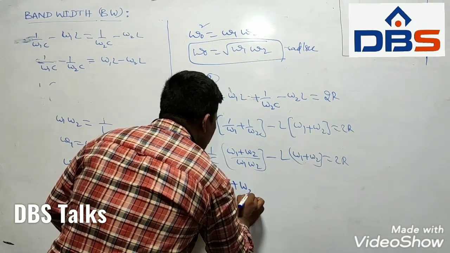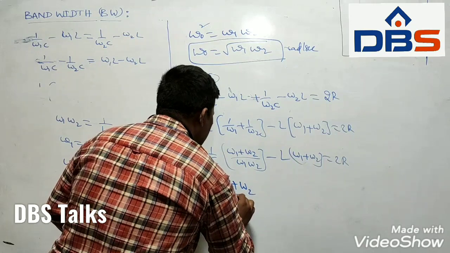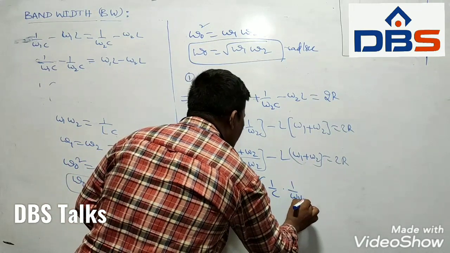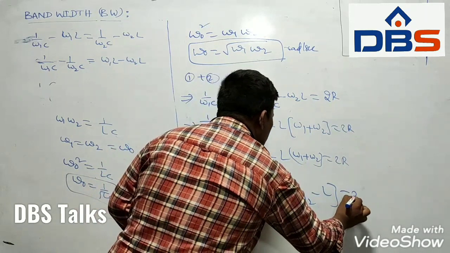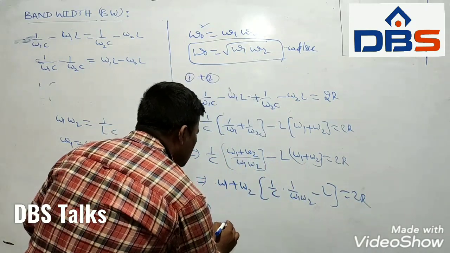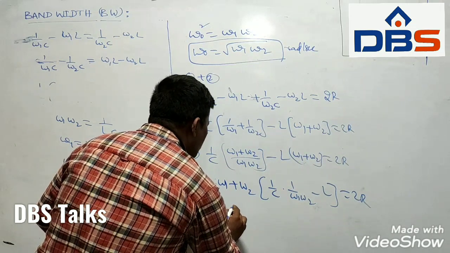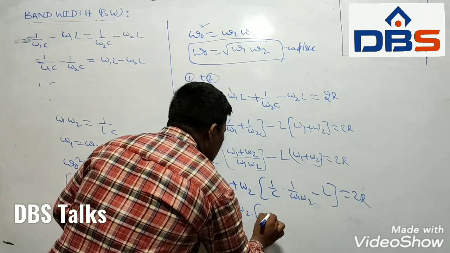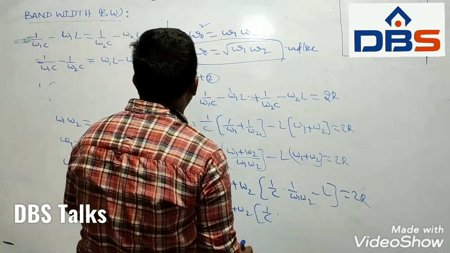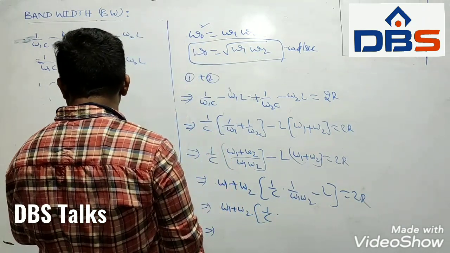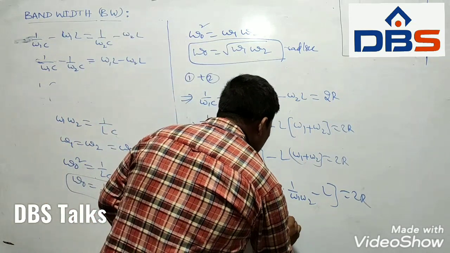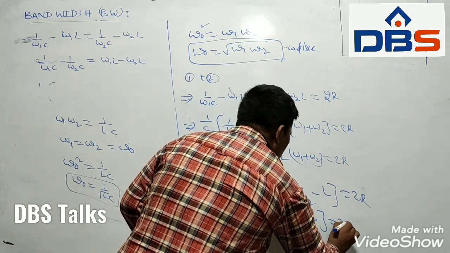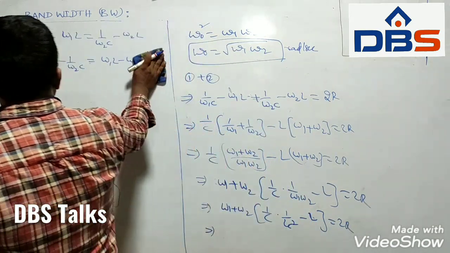So taking omega 1 plus omega 2 as common factor, this one is 1 by c into 1 by omega 1 omega 2 minus L equal to 2r. So now omega 1 plus omega 2 into 1 by c, 1 by omega, now omega 1 omega 2 is nothing but 1 by LC. So L is equal to 2r. Now you have to consider that one.